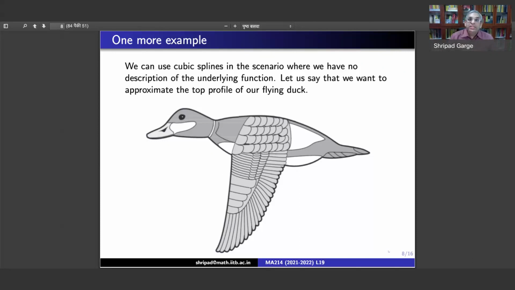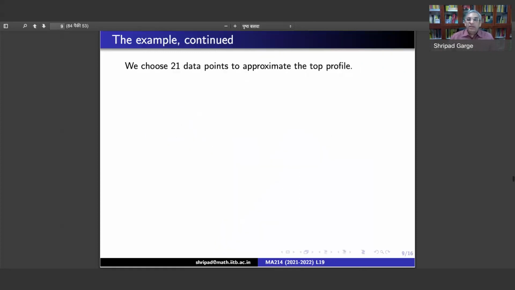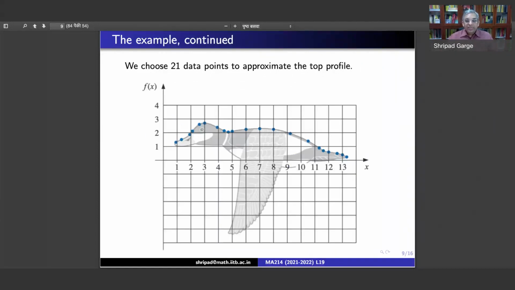We will try to see whether cubic spline gives you a better approximation. So this is our duck and we want to understand the top profile. So we are going to have those same 21 data points that you remember very well. And after you put the grid and choose those data points, with the understanding that wherever the curve changes rapidly, we will have more data points to get a better approximation. And whenever the change is not so rapid, then we will not have that many data points.